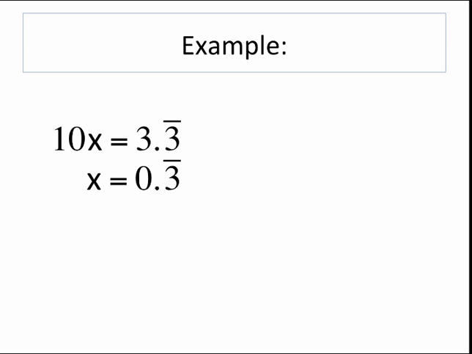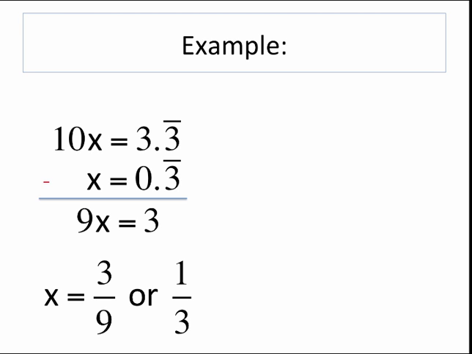So what I'm going to do is subtract this equality from the original equality to get rid of the decimal. What that looks like is we have 10x minus x, and we have 3.3 repeating minus 0.3 repeating. The result gives me 9x equals 3. We no longer have the repeating part, and now we have a statement with only integers. So 9x equals 3 can be simplified by dividing both sides by 9, ending up with x equals 3/9, or what we expected, 1/3.